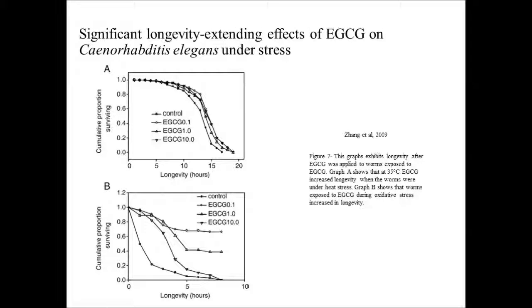Zhang et al. studied the effect of EGCG on ROS production in C. elegans using N2 and CL2070 worms. The worms were exposed to 300 millimolar EGCG for an hour in preparation for the ROS assay. The worms were exposed to juglone to induce oxidative stress.